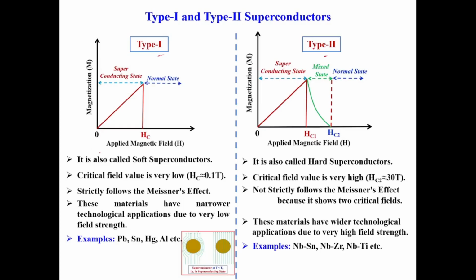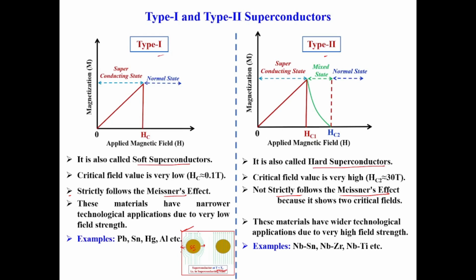First point, type 1 is called a soft superconductor, type 2 is called a hard superconductor. Then the third point, type 1 strictly follows the Meissner effect, type 2 does not strictly follow the Meissner effect. First, we have to recall what the Meissner effect is. Suppose a superconductor is in the superconducting state at T less than Tc. Then all the magnetic flux is expelled by the superconductor.